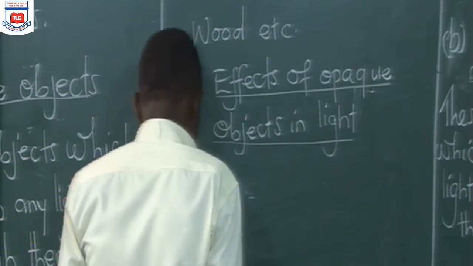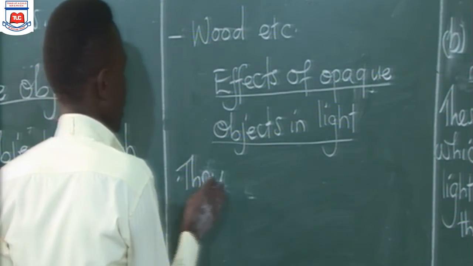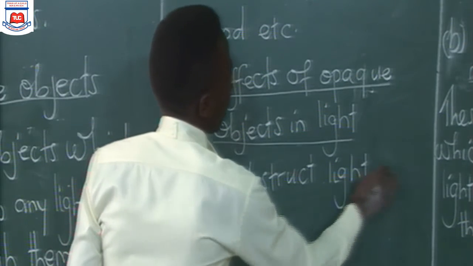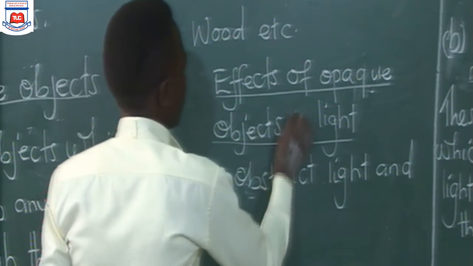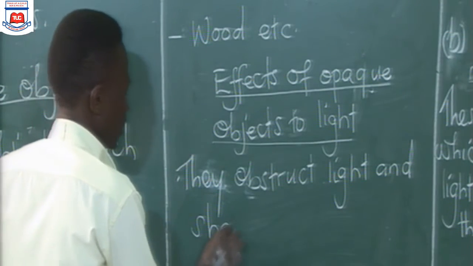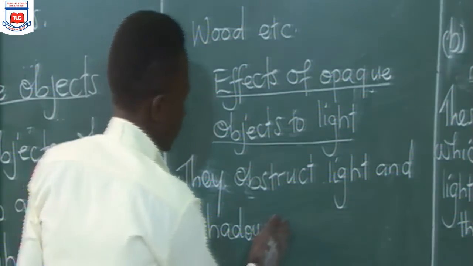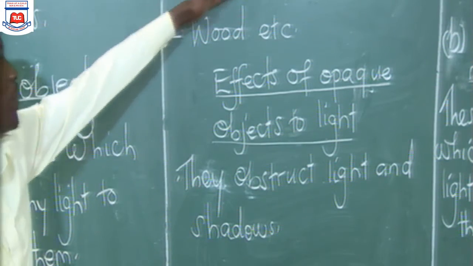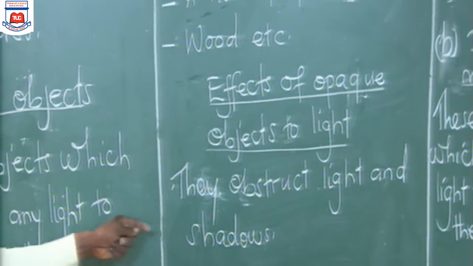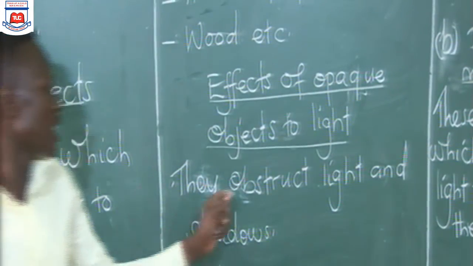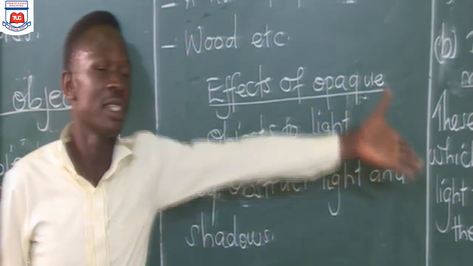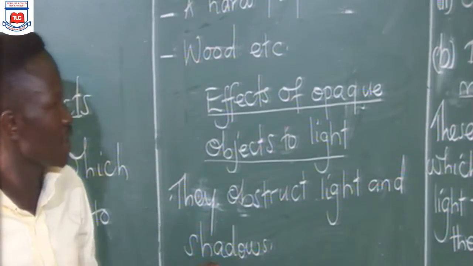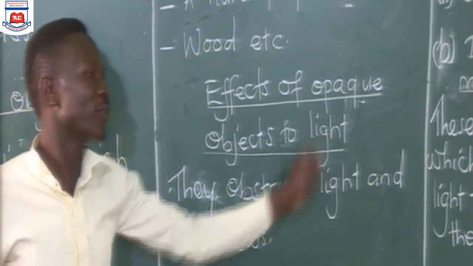So we shall say they obstruct light and form shadows. All opaque objects, be it a human body, a metal, a hard paper, or wood, don't allow light to pass through them. In that way, light shall be obstructed and later a shadow of that object shall be seen. So what's the effect of opaque objects on light? They obstruct light and form shadows.